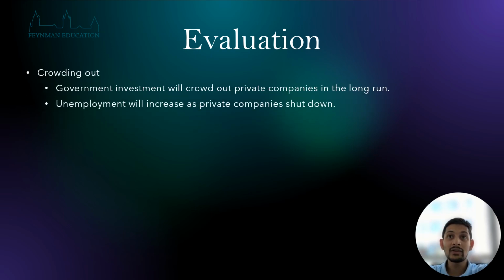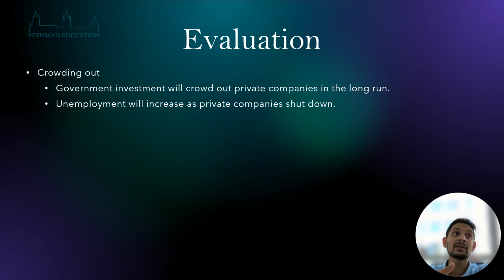So you have one side of the tail, which would be crowding out, where government investment will crowd out private companies in the long run. And what this means is if government companies are bidding on contracts, their main aim is not profit. So by doing so, they would get the private contracts, which means that a lot of private businesses would shut down in the long run. And they would shut down because they don't have any money coming in from winning these contracts.